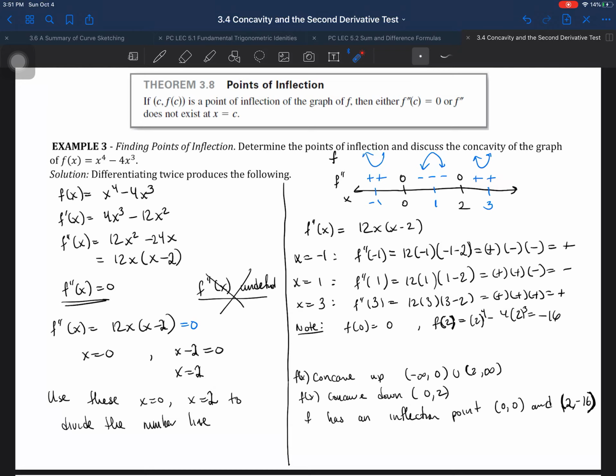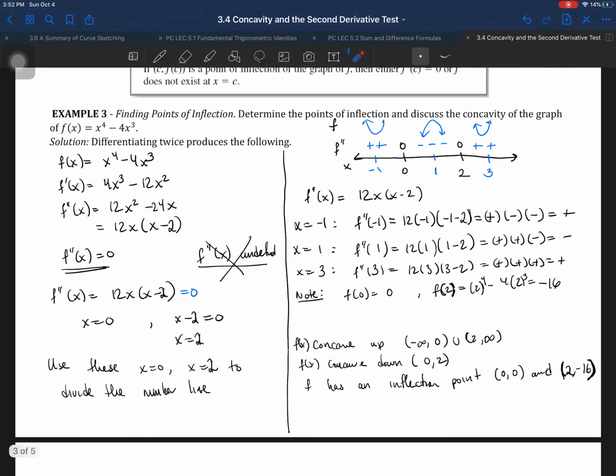Now, what does that tell you about the function? Well, whenever the second derivative is positive, we have a happy face. Whenever the second derivative is negative, we have a sad face. So therefore, we have concave up from negative infinity to 0 and from 2 to infinity. We have concave down from 0 to 2. And now we have to find the inflection points.